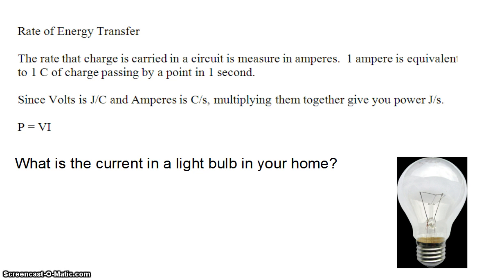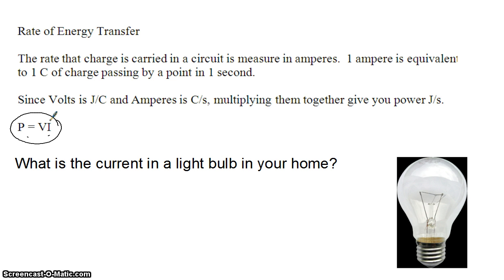Okay, the purpose of electric circuits is to transfer energy. We want to take the energy out of the battery or away from the generator and put it into something that we're trying to power. The rate of energy transfer can be given to us by the following formula: power equals voltage times current. That's a really useful thing to know.